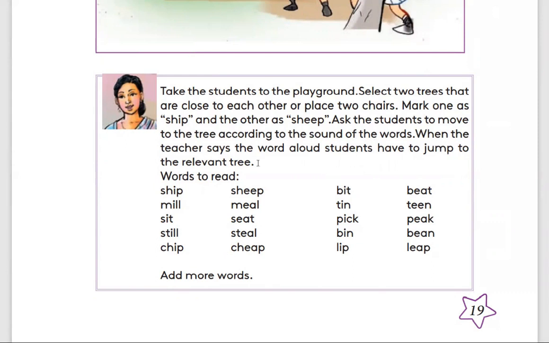Then the teacher says the word aloud. Students have to jump to the relevant tree. Right? You can use these two words. Ship and sheep. Mill and meal. Or sit and seat. Still and steal. Chip and cheap. Bit and beat. Tin and teen, pick and peek, bin and bean, lip and leap, right?